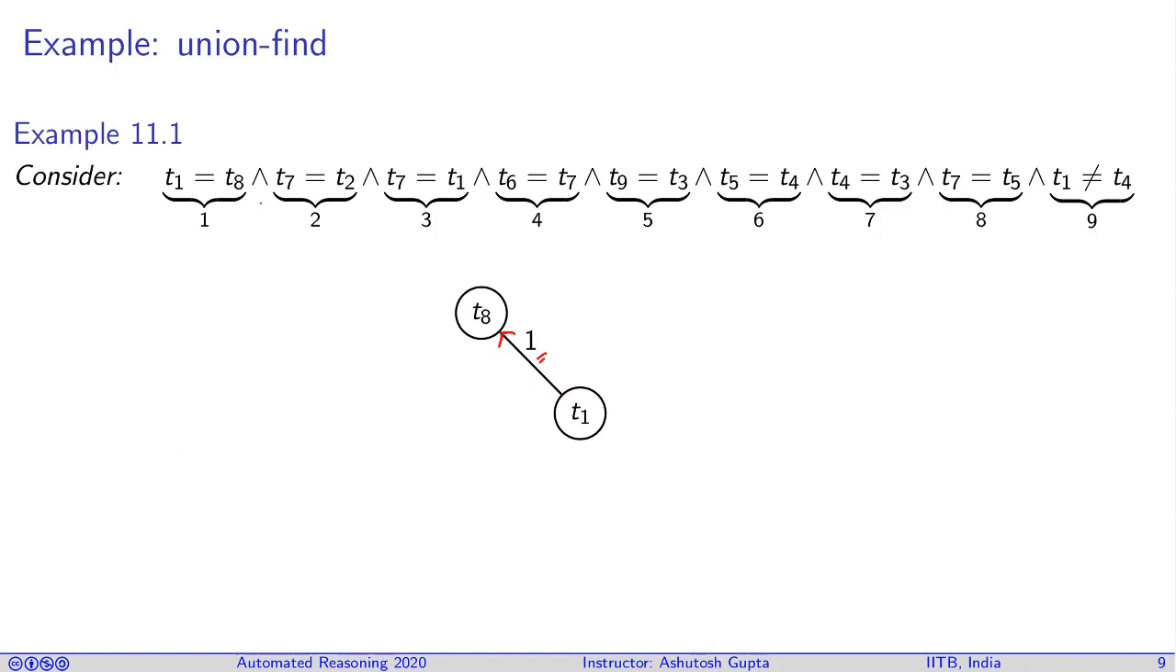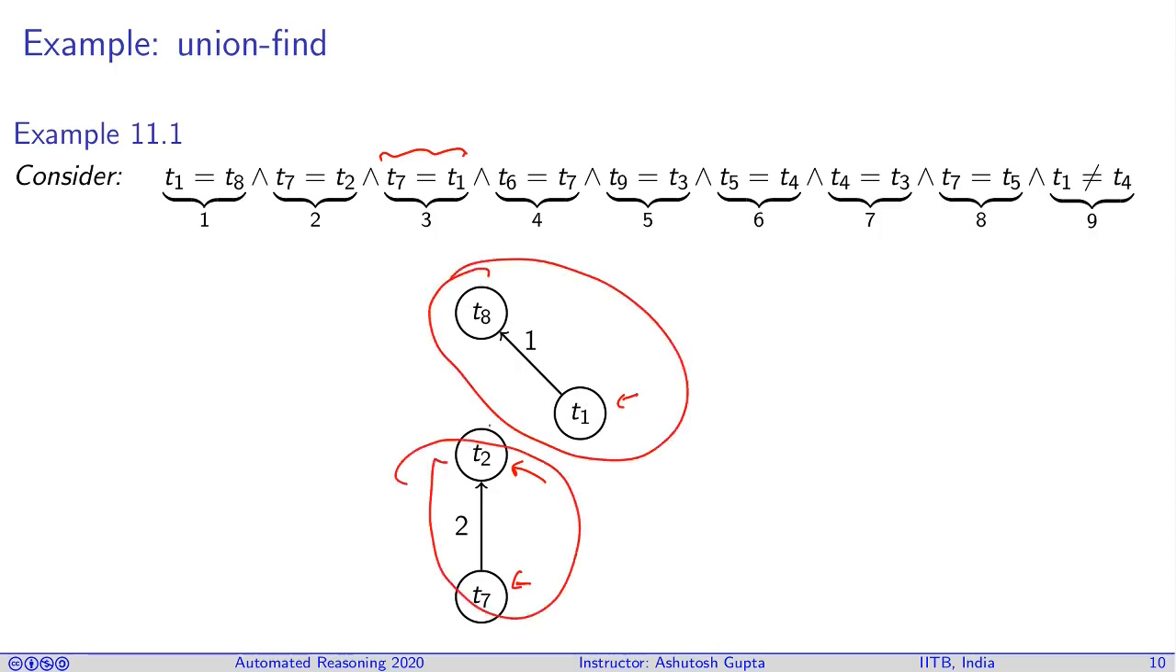Now the next one is T7 equals T2. Again, this is a new set of terms, so we create another equivalence class where the root is T2. Now I am adding T7 equals T1. T7 is here and T1 is here. That implies that these two equivalence classes have to be merged. So how do we do it? We pick the root of the smaller tree. You can see that their sizes are the same, so you can choose either arbitrarily. So let's choose this one and connect it to T8.